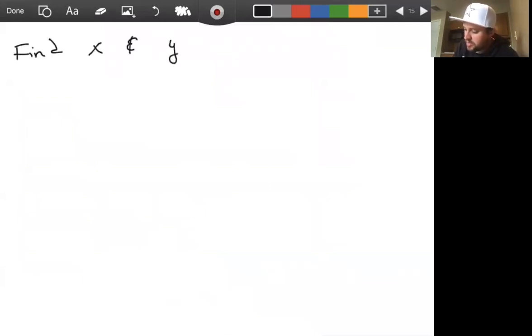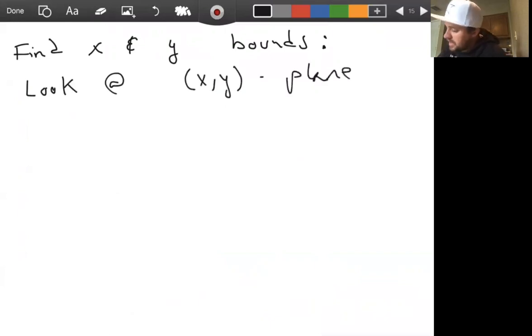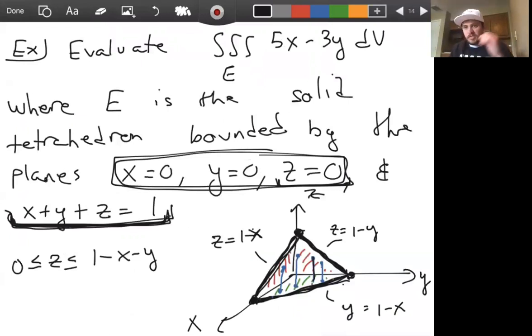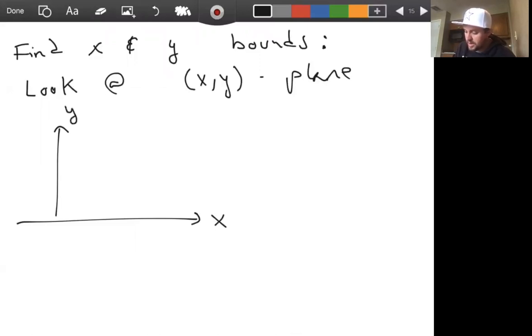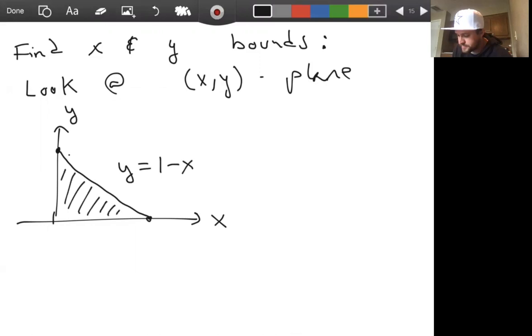x and y bounds. How do we find our x and y bounds? Well, let's look at the xy plane. Because now we've considered the height, kind of the three-dimensional aspect of this picture. We've got bounds that describe this. And so now what we're looking at is finding the bounds in the xy plane. And in the xy plane, you'll remember we have the equation y equals 1 minus x. And so here's our region. It's this triangle here.